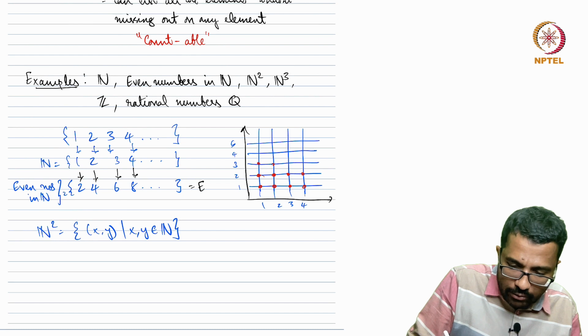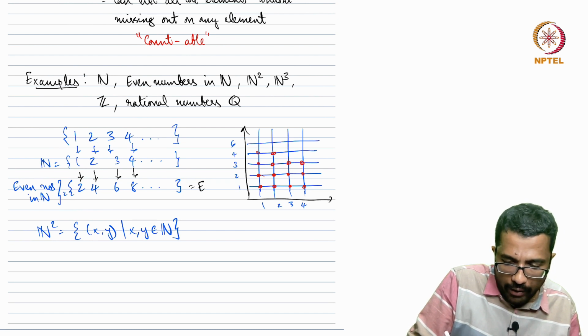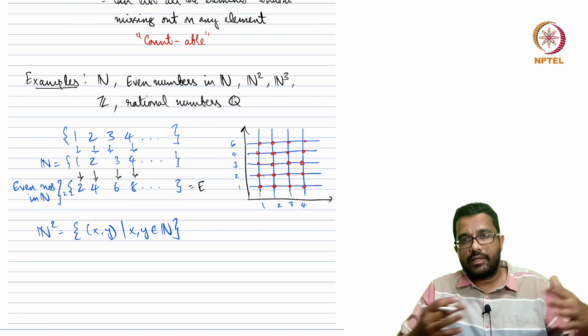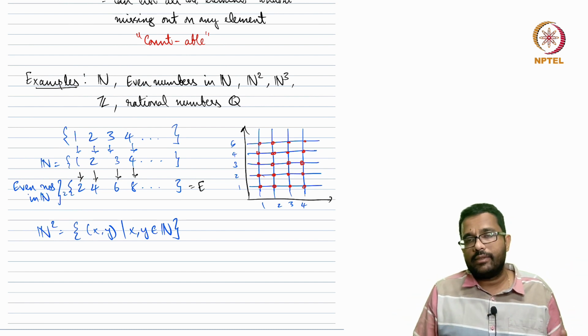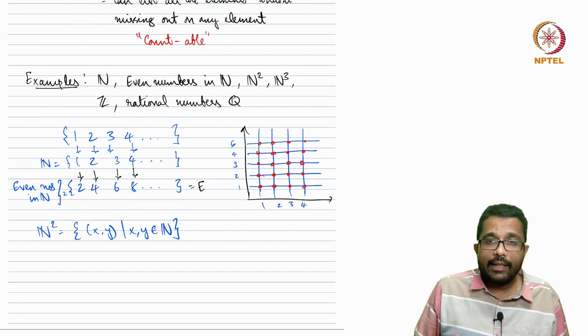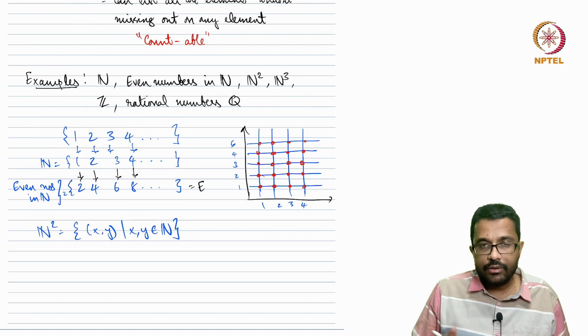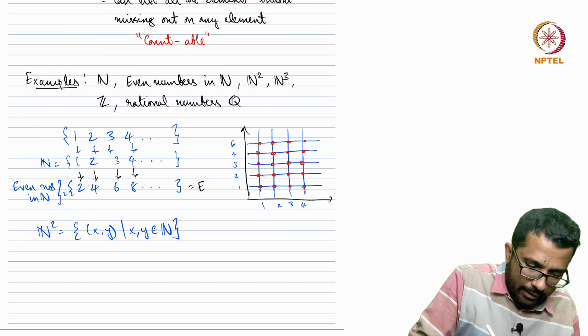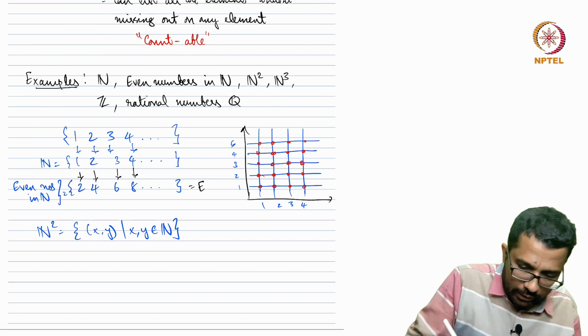Now this looks even bigger than n, because the number of points in n squared seems to be the square of the number of points in n, right? Because it's a Cartesian product with itself, and a Cartesian product usually multiplies the size. In fact, one may think that n squared is of much bigger size, but it is not. We can actually track the elements of n squared in the following way.